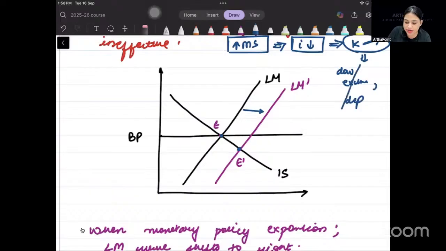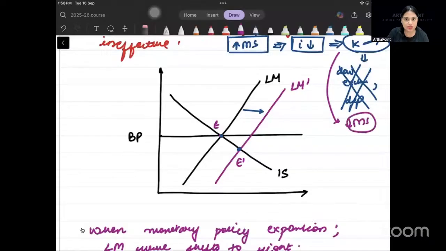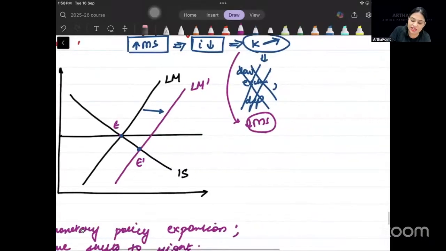But I cannot depreciate my currency. If we have to appreciate our currency, we always reduce the supply of domestic currency. So here we can see that when capital is moving out, there is a decrease in demand of domestic currency.